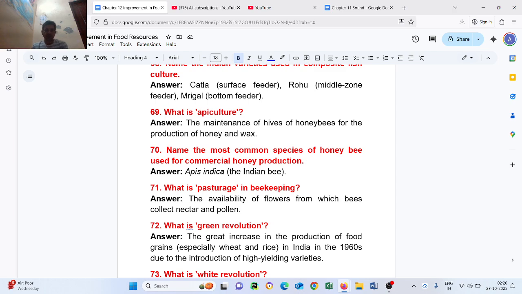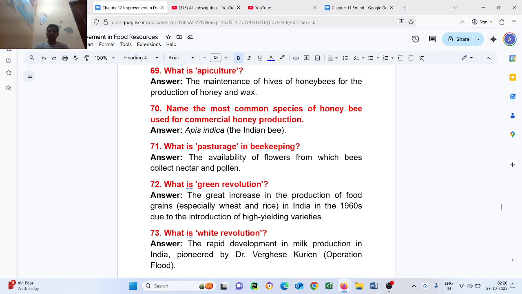Question number 72. What is the Green Revolution? The great increase in production of food grain, especially wheat and rice, in India in the 1960s due to the introduction of high-yielding varieties.